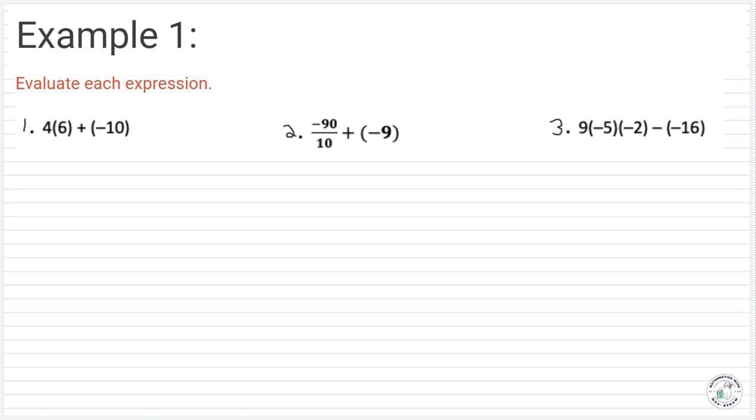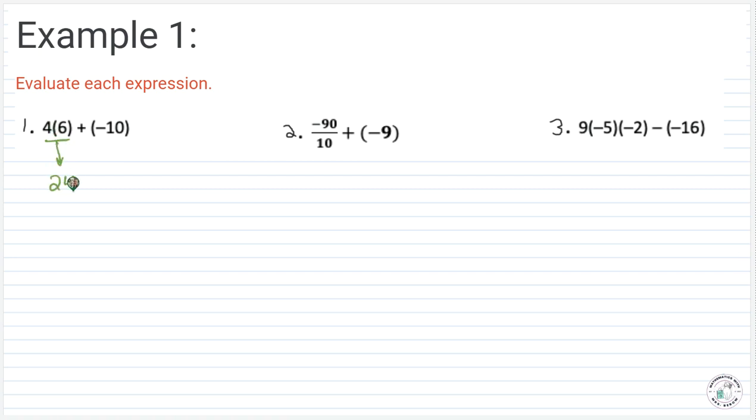So when we solve order of operation questions, I always encourage my students to work down their page. I also encourage them to underline whatever they're doing first. So in this first example, we have 4 times 6 plus negative 10. So what I've underlined is our multiplication. We have to do multiplication before addition. So 4 times 6 is going to be 24.